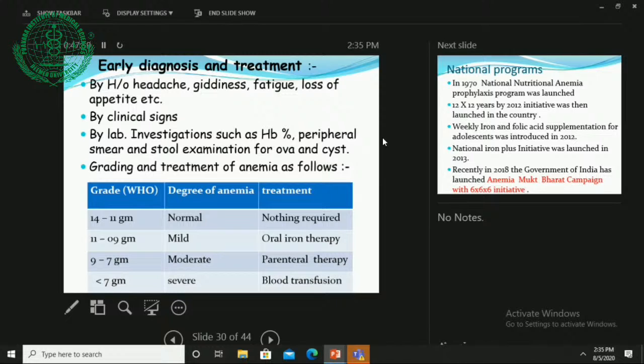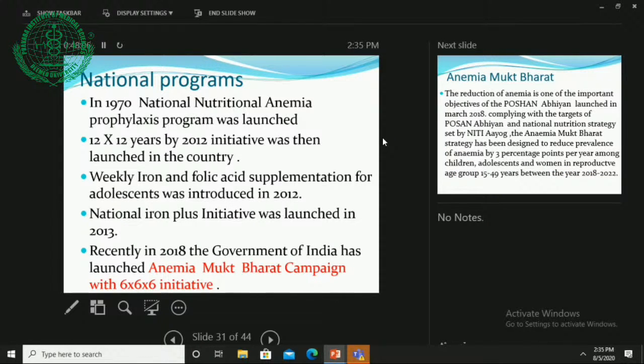So this is what was about how to do early diagnosis of anemia. Now we'll go for national program. What program are we having for controlling anemia in our country? For the first time, the program was launched in 1970, and the name of the program was National Nutritional Anemia Prophylaxis Program. For this program, there were only 2 beneficiaries, and that was pregnant mothers and children below 12 years.